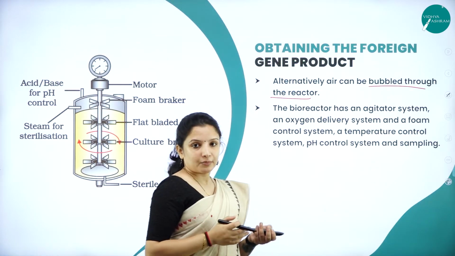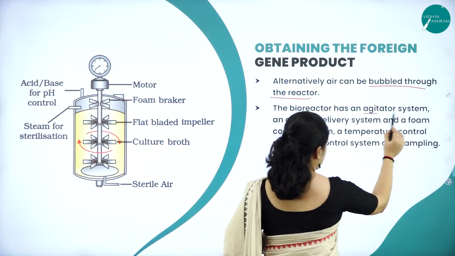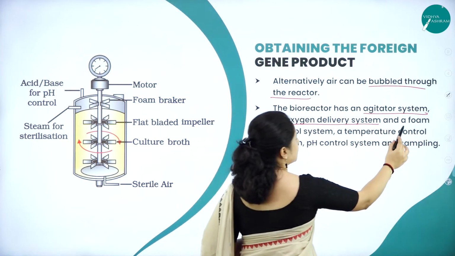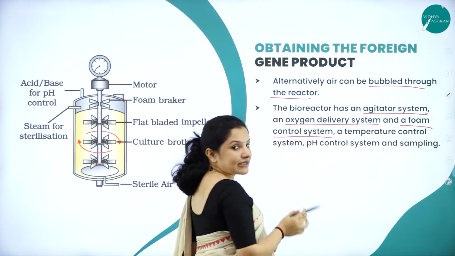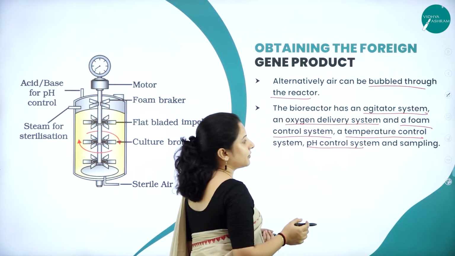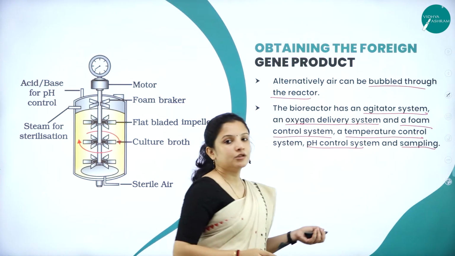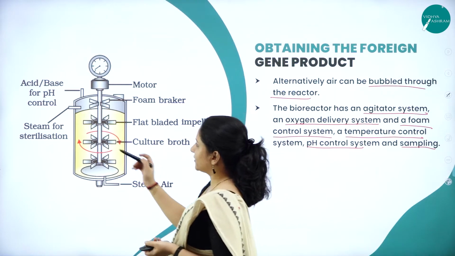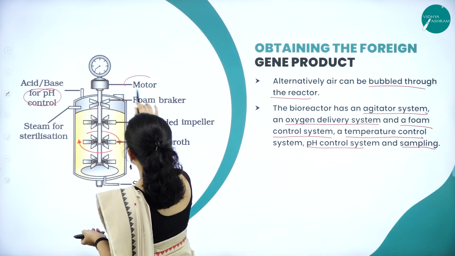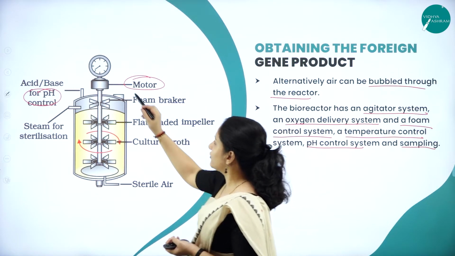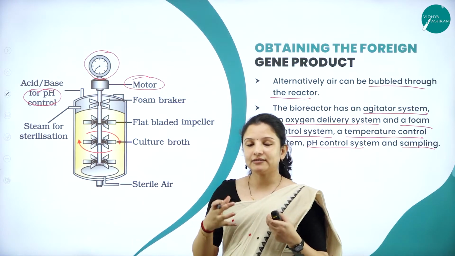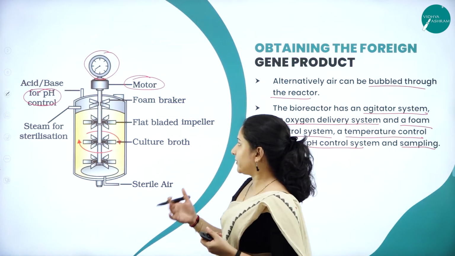So the bioreactor, apart from that, has an agitator system, an oxygen delivery system, a foam control system, a temperature control system, a pH control system, and also a sampling system. So all this will be there in the bioreactor. It has a motor which will run the bioreactor, and it also has a gauge-like thing that will tell us the temperature so that the optimum temperature can be maintained.